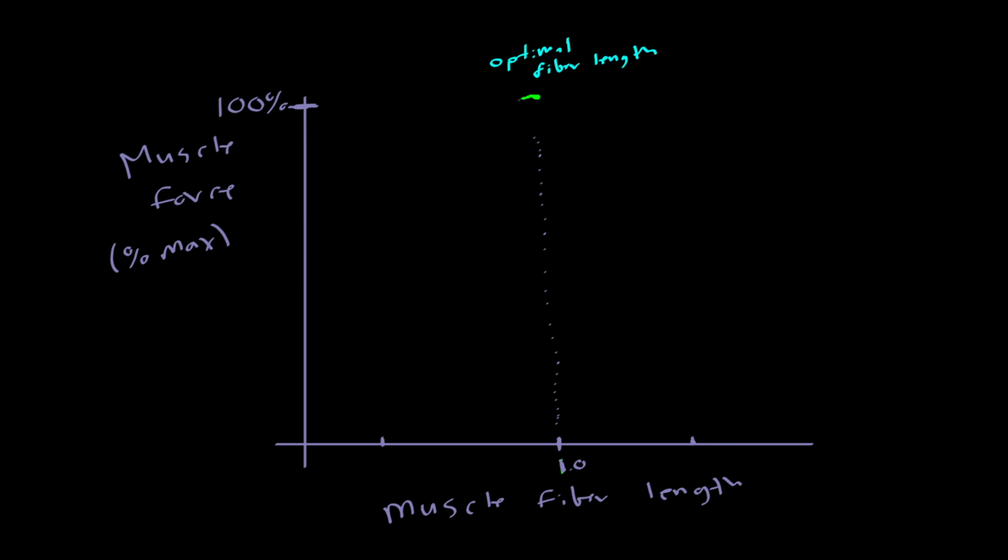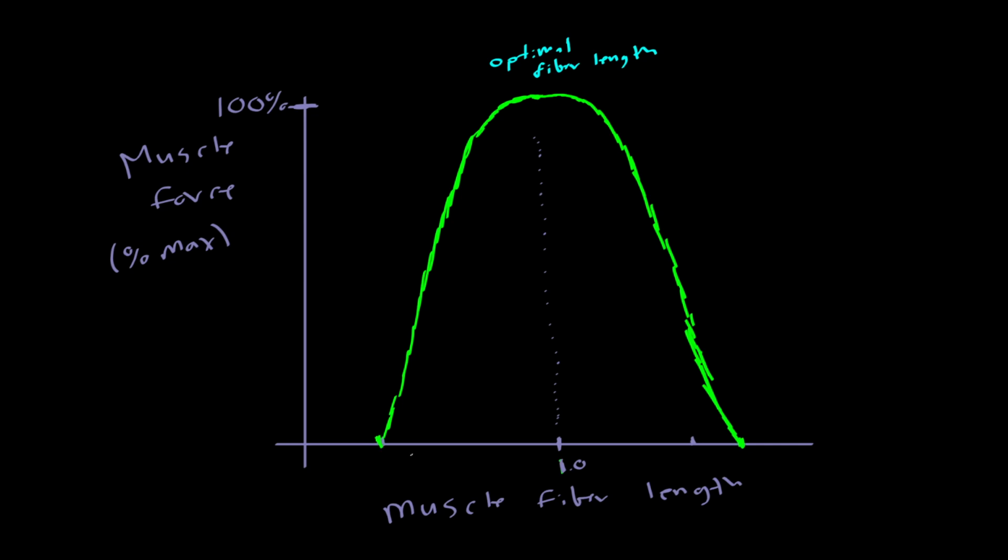And as the muscle gets significantly shorter than that, its force production capabilities drop off. And likewise, as the muscle gets significantly longer, its force production capabilities also drop off, until they get to certain cutoffs here and here. These happen at about 50% and 150% of the optimal muscle fiber length.